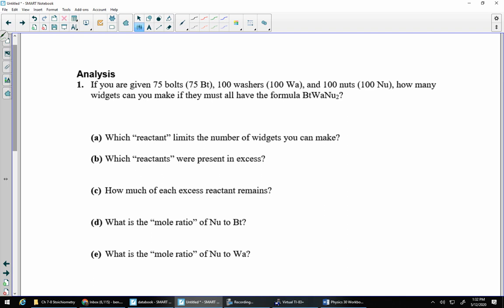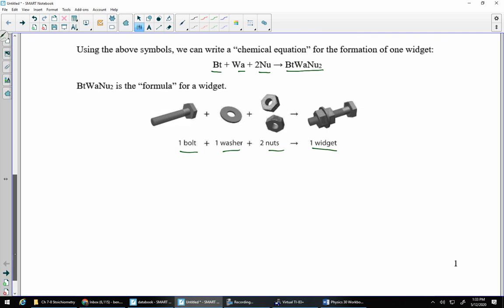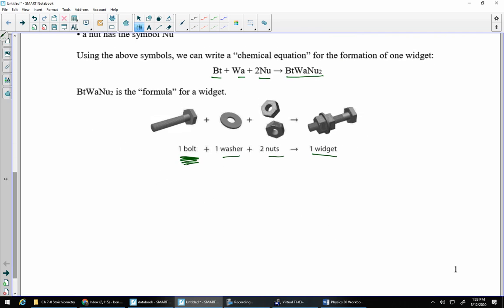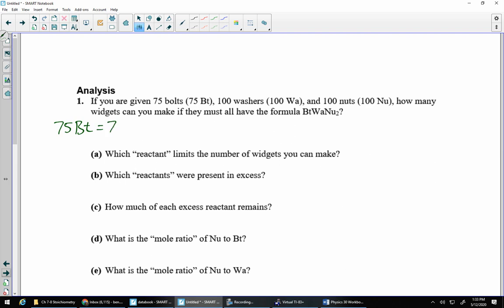So let's say that we are given 75 bolts, 100 washers, 100 nuts. How many widgets could we make with that formula? Okay, so let's just go through and check this out. So 75 bolts, 75 BT. How many widgets can that make? Well, let's go back here to our chemical formula. 1 bolt can make 1 widget. Nice. So that means 75 widgets.